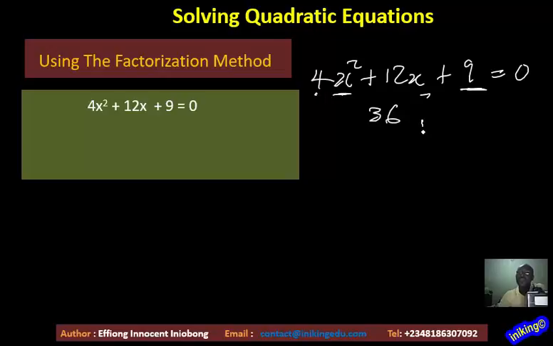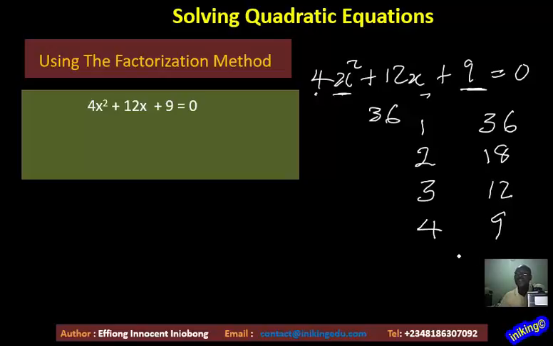So I'll go on. First pair of factors, 1 times 36 as usual. The next pair of factors will be 2 times 18. Next pair, 3 times 12. Next will be 4 times 9. And I think finally we'll have 6 times 6. Now remember, we need just one pair to do what? To replace our plus 12x in this case.